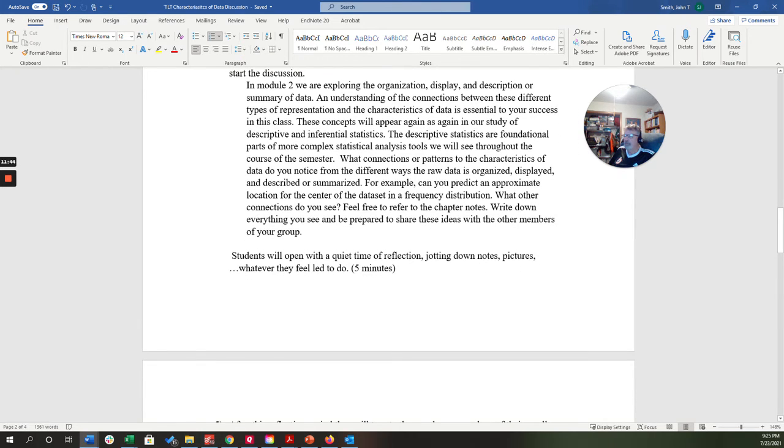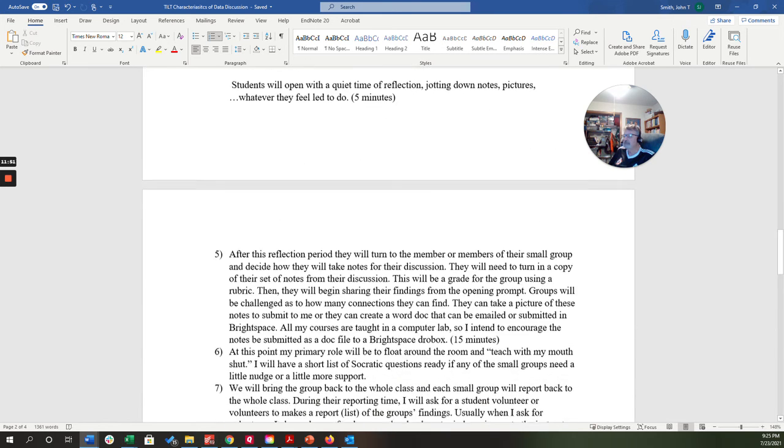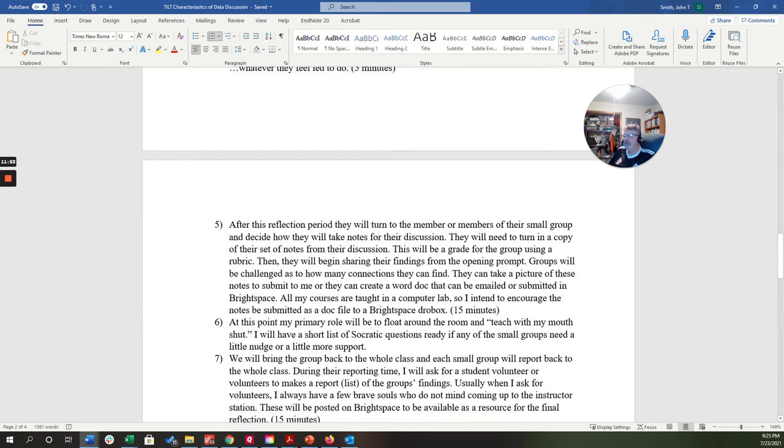So they will open with a quiet time of reflection, jotting down notes, pictures, whatever they feel led to do. That will take about 5 minutes. After the reflection, they will turn to members of their smaller group and decide how they will take notes for their discussion. They will need to turn in a copy of their set of notes from their discussion. This will be a grade for the group using a rubric.